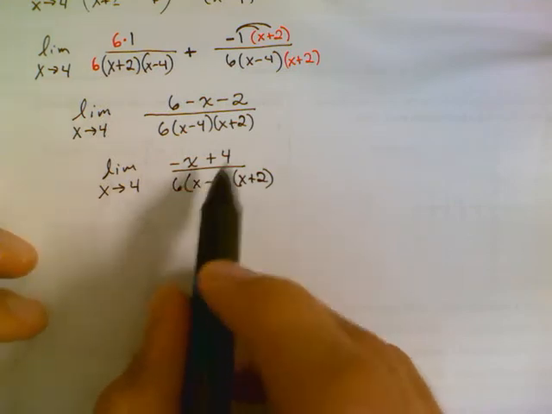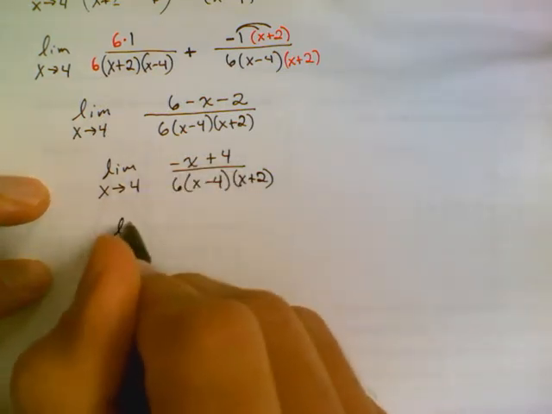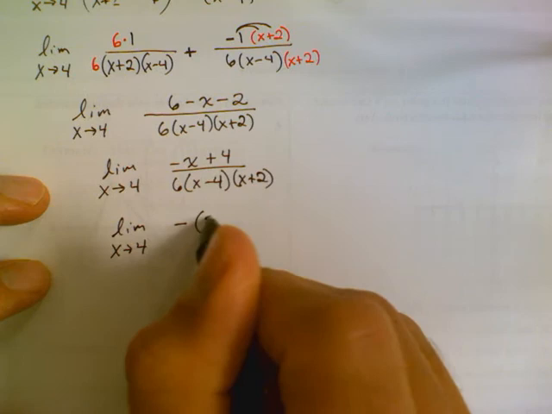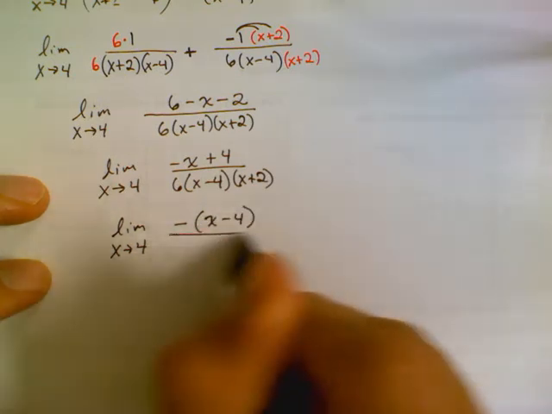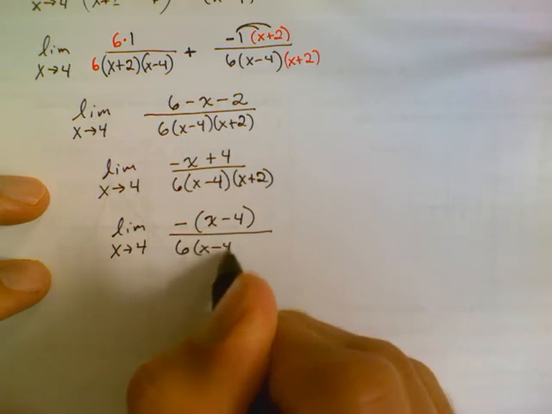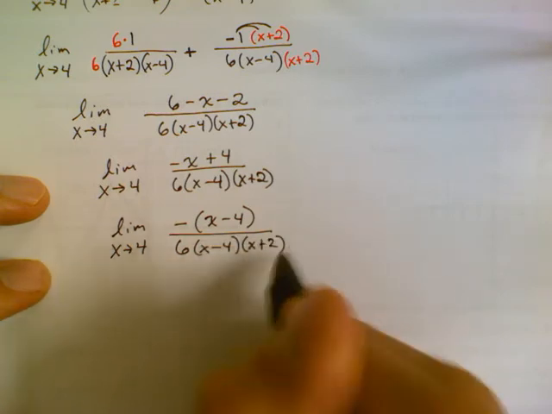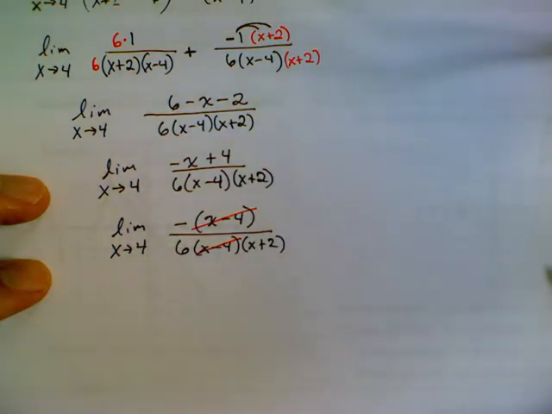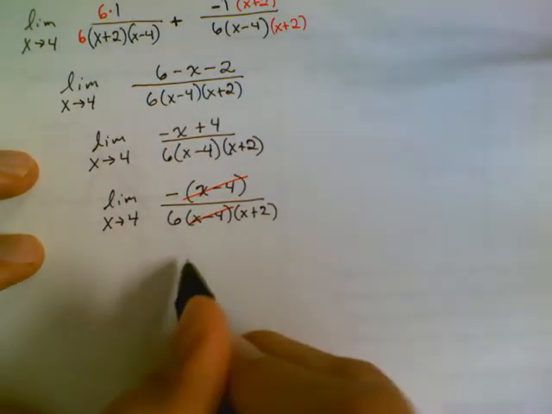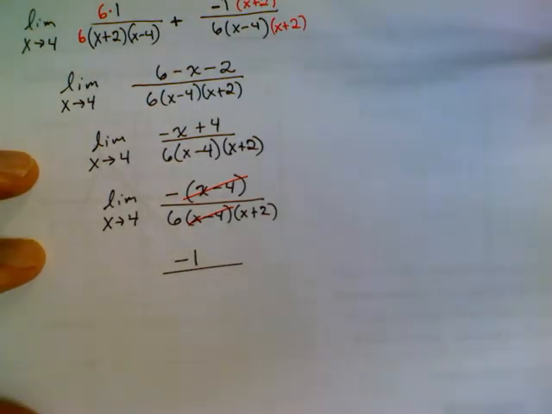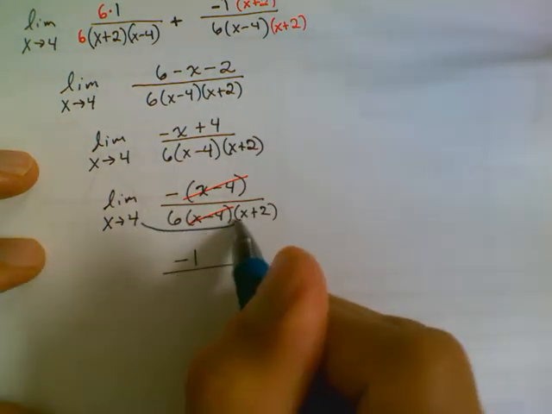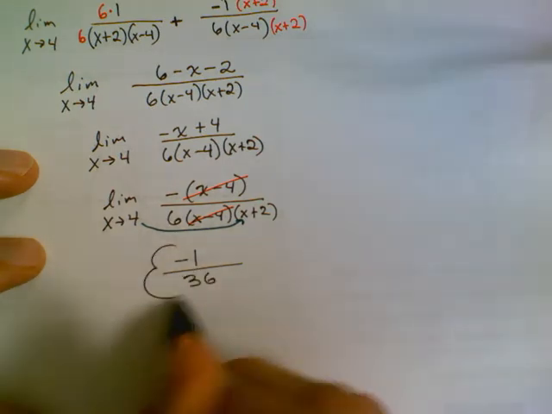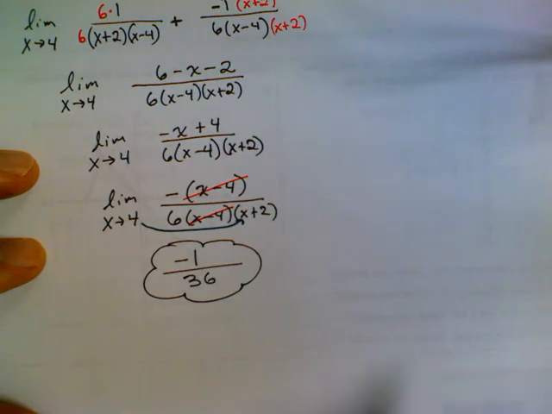That's not exactly what we need. We need to take out a negative. Limit as x approaches 4, take out the negative, and now I have a positive x minus 4 all over 6, x minus 4, x plus 2, and now we have two factors that will cancel out. Okay, now that those factors cancel out, I'll have a -1 on top and take this 4 and put it in where it belongs. 4 plus 2 is 6, and 6 times 6 is 36. Alright, so that is the answer for that problem.